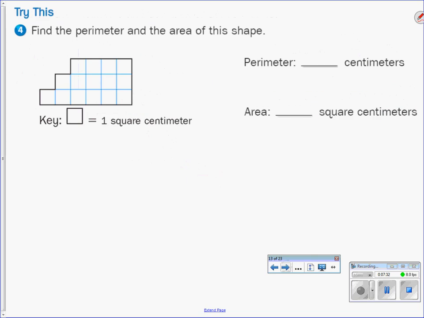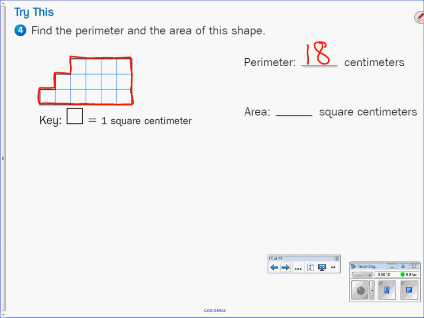All right, and here is your extra practice. If you want to try this, go ahead. Okay, when you're looking at your perimeter, we're just counting around the outside edge. 1, 2, 3, 4, 5, 6, 7, 8, 9, 10, 11, 12, 13, 14, 15, 16, 17, 18. So my perimeter would be 18 centimeters.